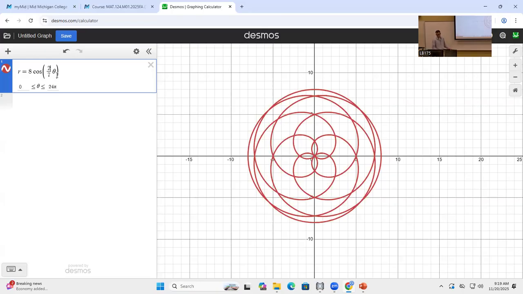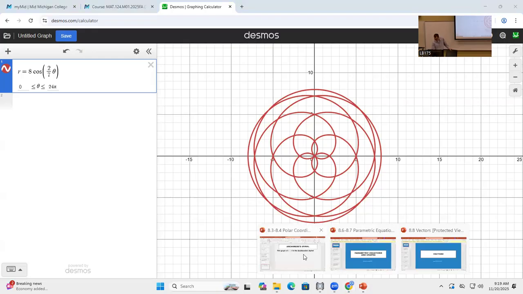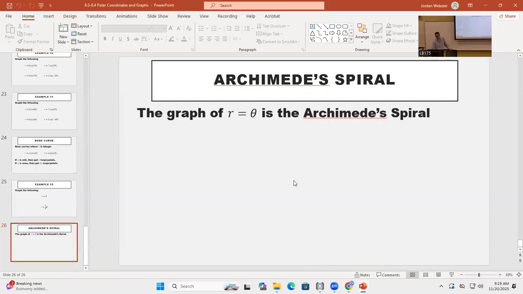So you can get lots and lots of interesting curves. That's all I'm saying. Okay. So that's the end of the 8.3 and 8.4, the polar coordinates section. I just want you to be able to graph those.